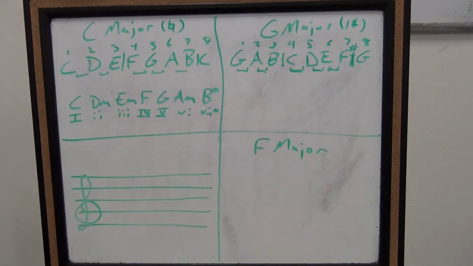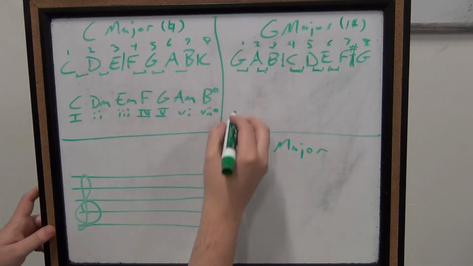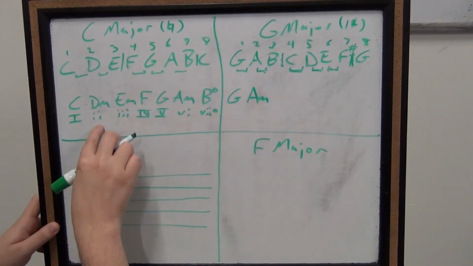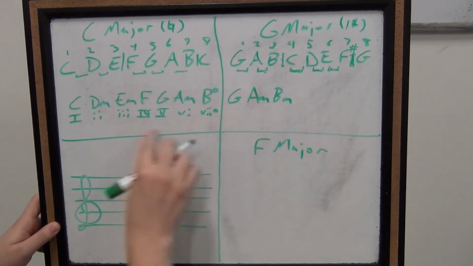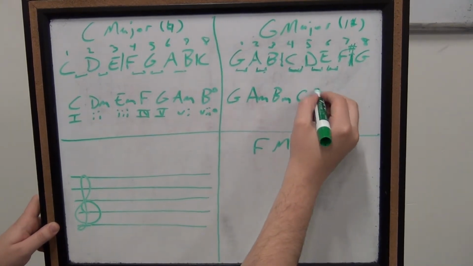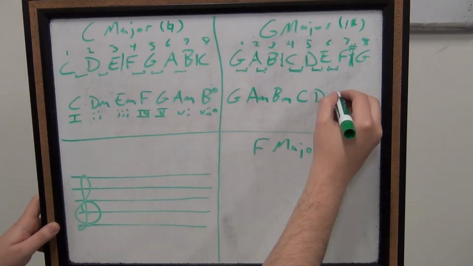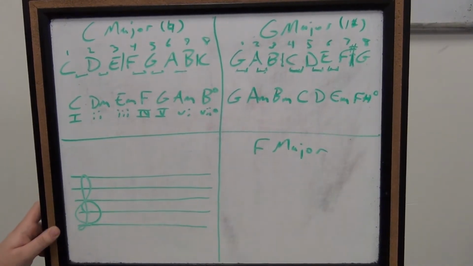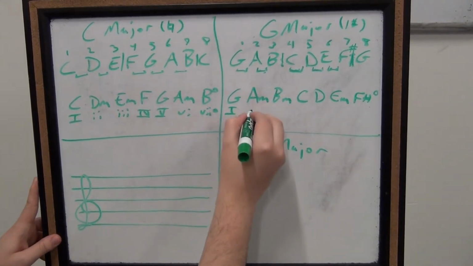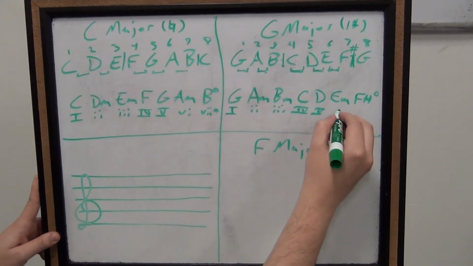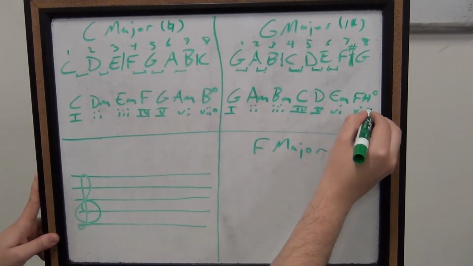So now we build our chords. So our chords would be built on the same notes as before, and we would name them like we did before. So G major for 1, 2 would be A minor, 3 would be B minor, 4 would be C major, 5 would be D major, 6 would be E minor, and 7 would be F sharp diminished, right? So it's going to follow that same pattern. Major 1, minor 2, minor 3, major 4, major 5, minor 6, diminished 7.